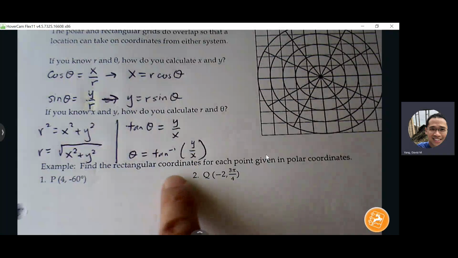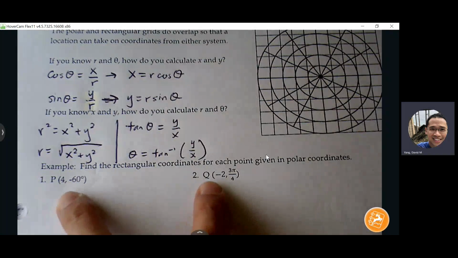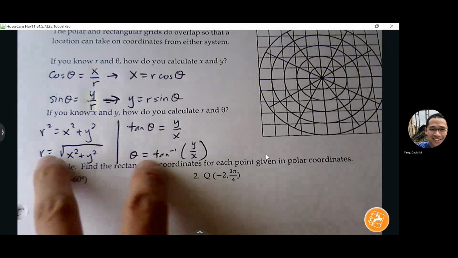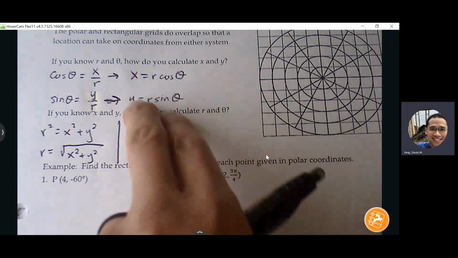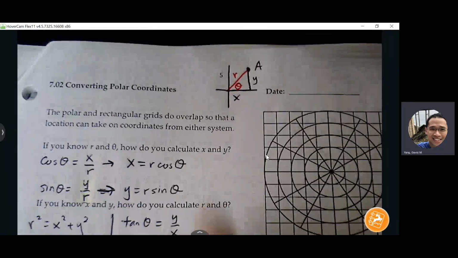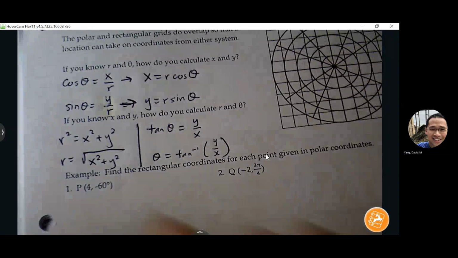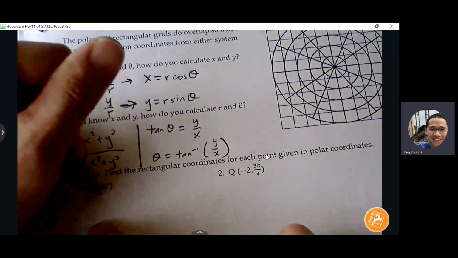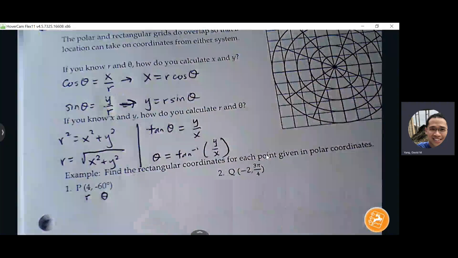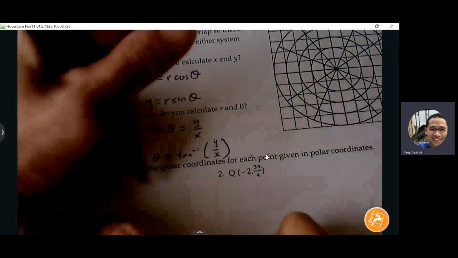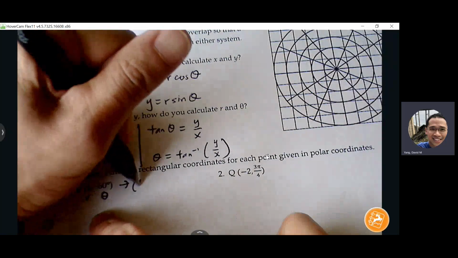Okay, so here we're given the polar coordinates, and we want to convert our r and theta to be in terms of x and y. So we know that if we're given r and theta, we're going to use sine and cosine to get to x and y. First number is your r, second number is your theta. The calculator can handle negative degrees, but you can also add 360 to make it more familiar if you like. Either way works.